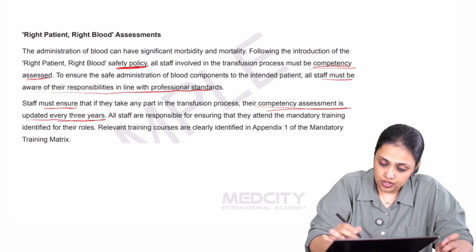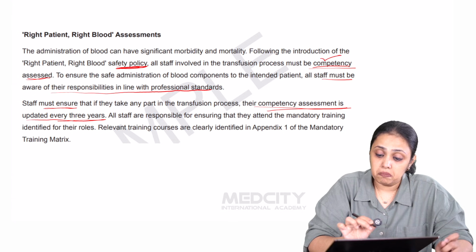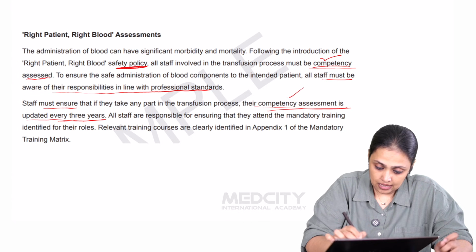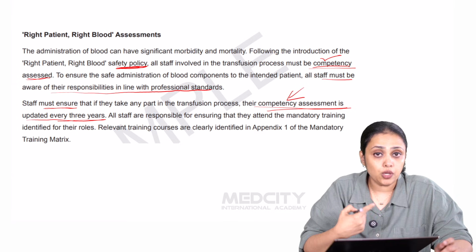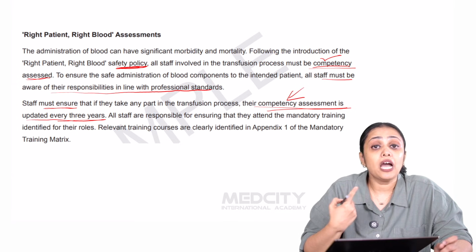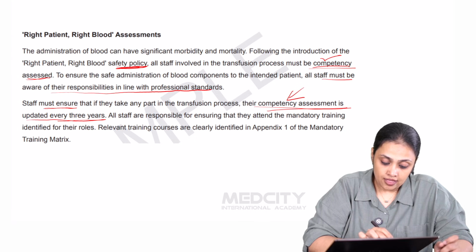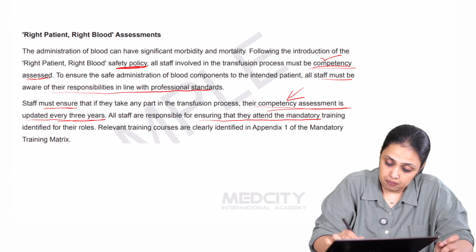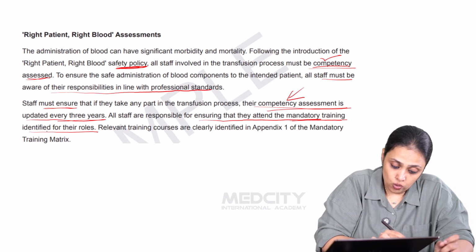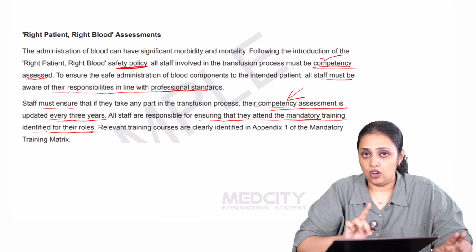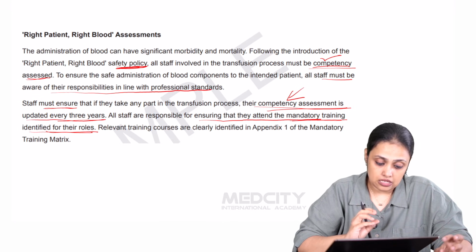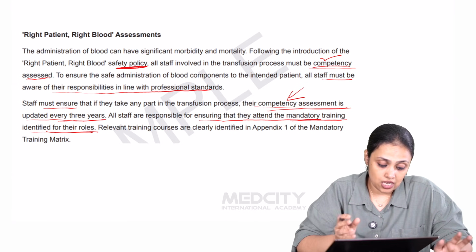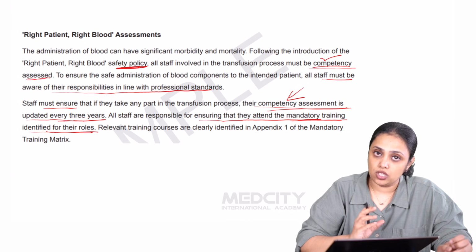In the first paragraph, they've already mentioned that anybody who's taking part in this blood transfusion should be competency assessed. And in this paragraph, they're saying that this competency assessment, that is the evaluation of their competency, should be updated every 3 years. Then all staff are responsible for ensuring that they attend the mandatory training identified for their roles. So they also say that all the staff involved in this blood transfusion should ensure that they attend a mandatory training program which is matching their role.